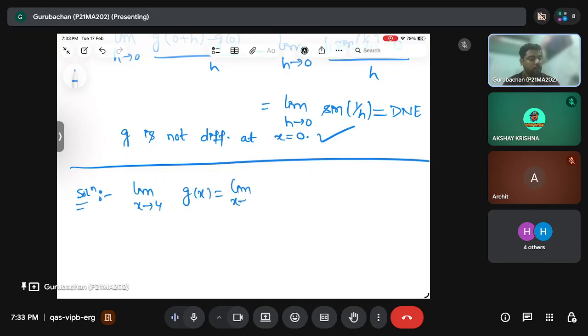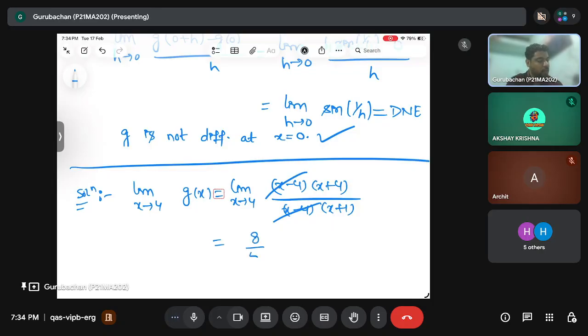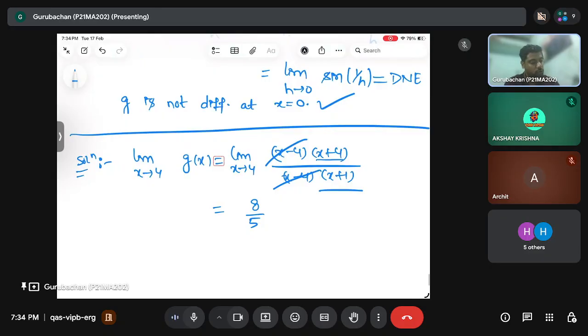Limit x tending to 4. This will be x minus 4, x plus 4. Obviously this function is not defined at x equal to 4. The x minus 4 will cancel out since x is not equal to 4 and we are moving around the neighborhood of 4. So this will be 8 by 5, because the remaining functions are continuous, and algebra of continuity allows us to put x equal to 4 in the numerator and the denominator.